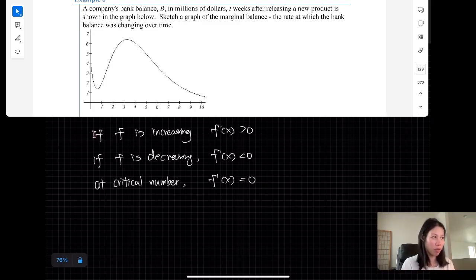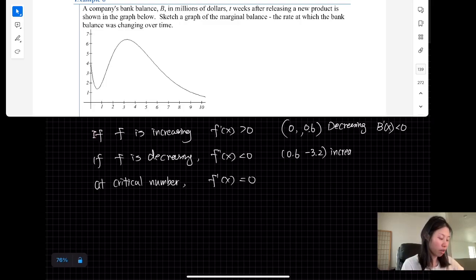On the graph, you might be able to see that from the interval from 0 to 0.6, or 0.5 or 0.9, it's fine, whatever you've seen, it is decreasing. So the graph at this point is decreasing. That means the first derivative, the marginal cost, is going to be a negative number, less than 0. And then from the second interval, from 0.6 to maybe 3.3 or 3.2, the graph is increasing. So that means your first derivative is going to be a positive number above 0.